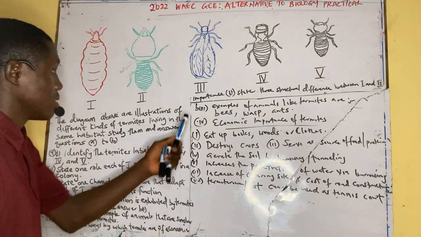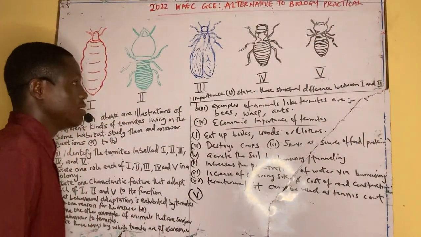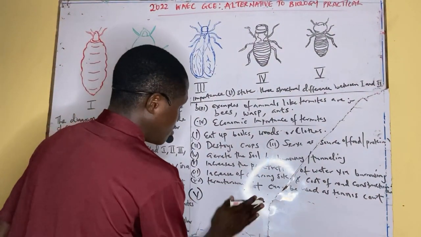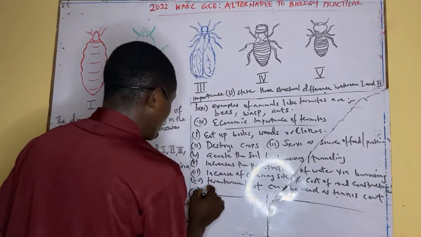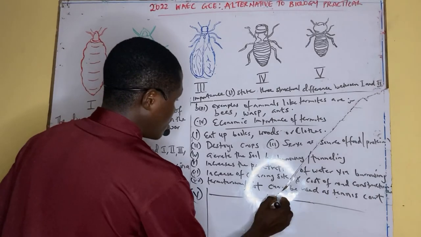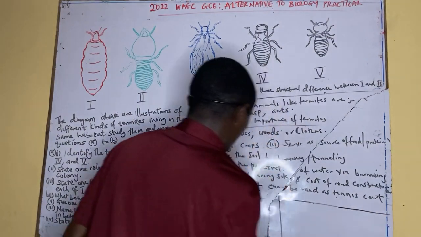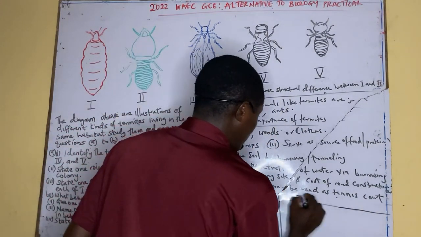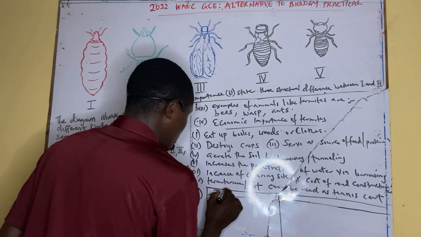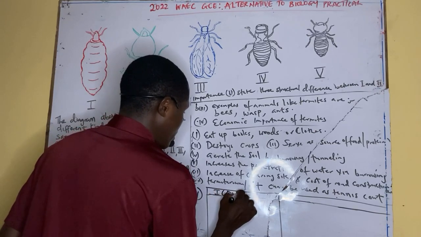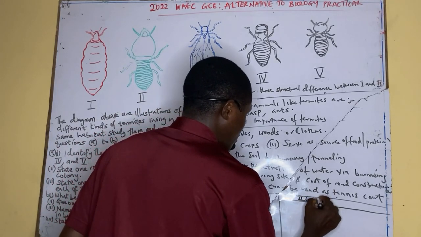So the last question here is: from figure 5, state the structural differences. I asked you to state the structural difference. That is what you can see. Let me give it enough space. The structural difference between Roman figure 1, which is the coin, and Roman figure 2, which is the soldier termites.